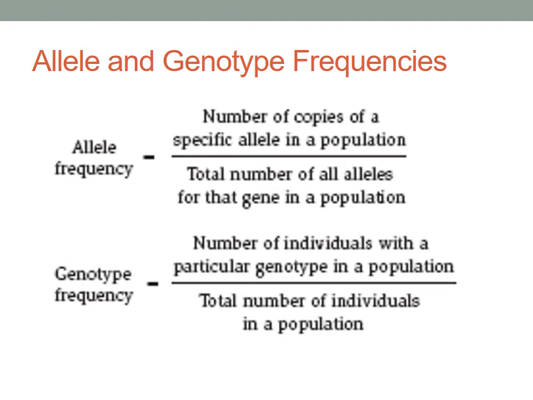We can do this by calculating an allele frequency, which is the number of copies of a specific allele in your population, divided by the total number of alleles of that gene in the population. But we can also look at a genotype frequency, which is the number of individuals with a particular genotype, divided by the total number of individuals in the population. These are related equations, but they're going to give very different answers. Because remember, everybody has two alleles, but we only have one genotype.